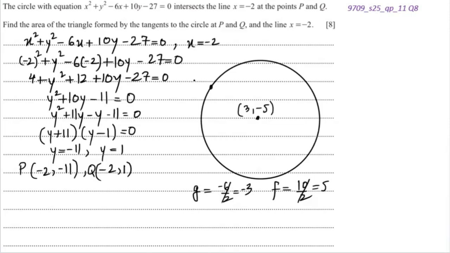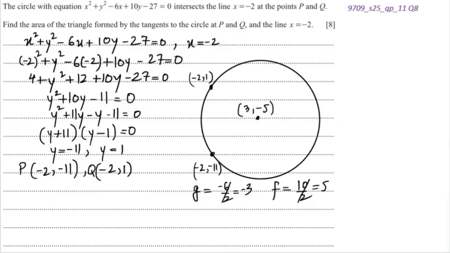Okay, so I've got minus 2, positive 1. Let's say here somewhere, minus 2 and positive 1, and minus 2 and minus 11, and I'm sure it will be exactly underneath it. Since the x coordinates are the same, this will be a vertical line over here. So let's read the question again. Find the area of the triangle formed by the tangents to the circle at P and Q.